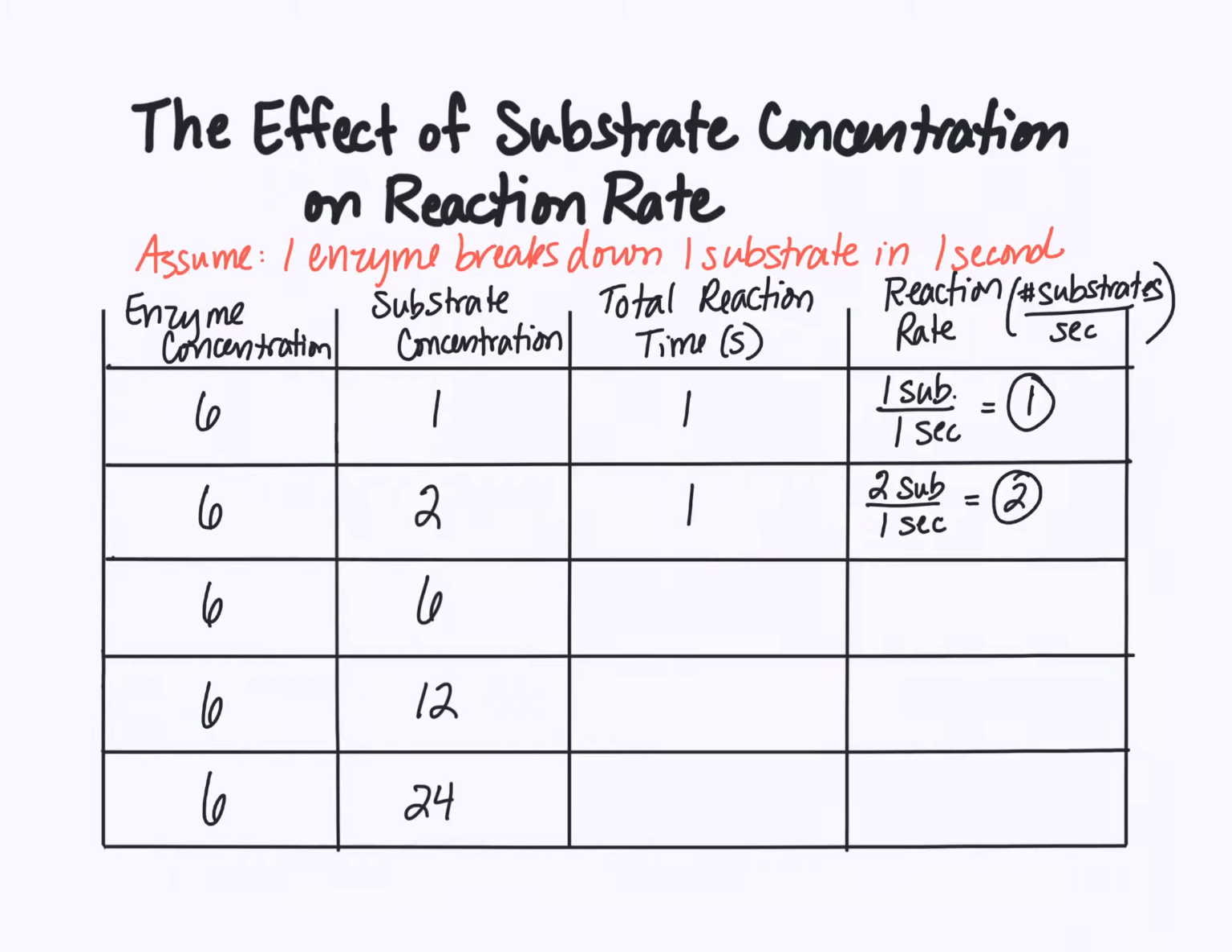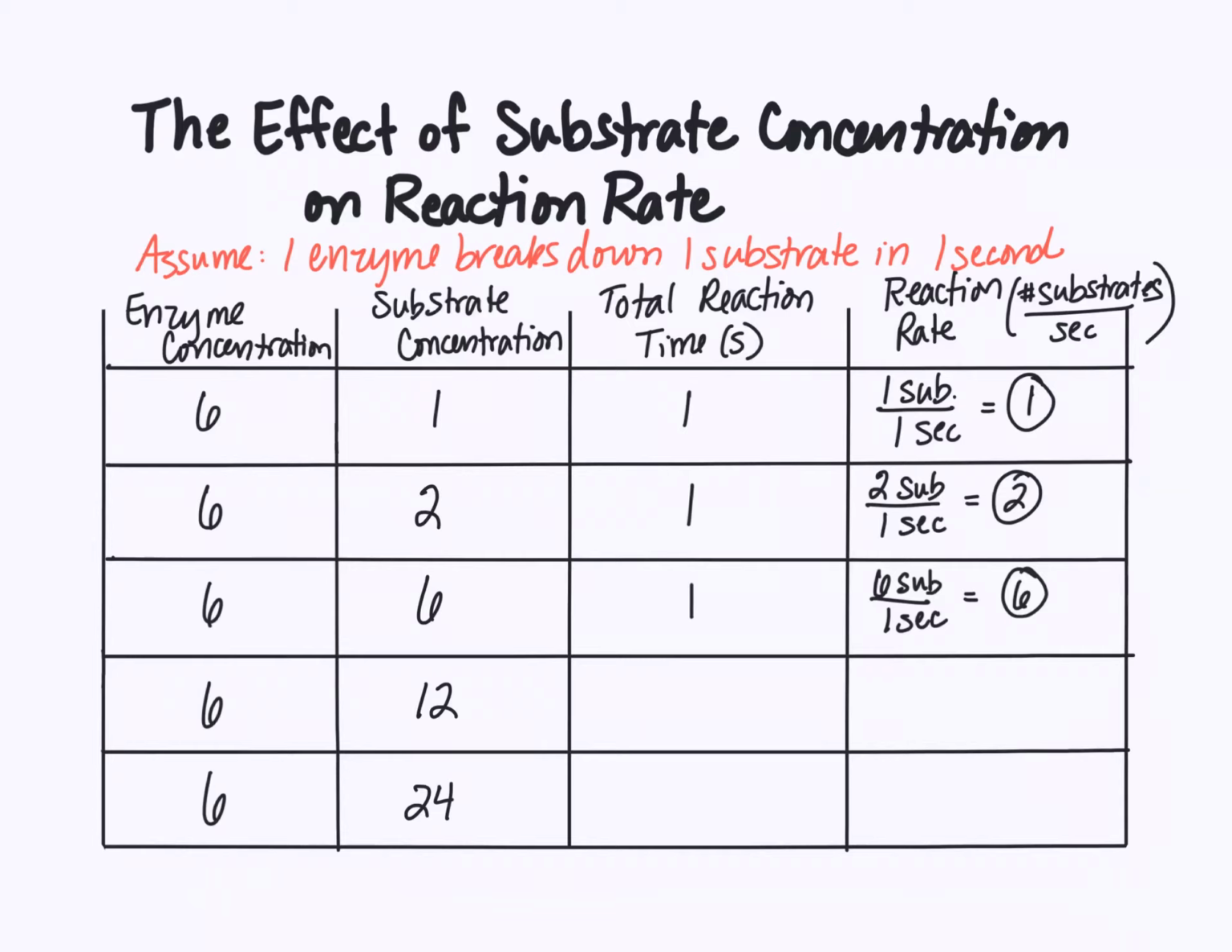If we have 6 enzymes and 6 substrate molecules, then each of those enzymes will be working on 1 substrate molecule at a time. We'll have a total reaction time of 1. But we have 6 substrates being broken down in that 1 second. So now we have a reaction rate of 6. Now, let's say we increase the substrate concentration. So now we have 12 substrates.